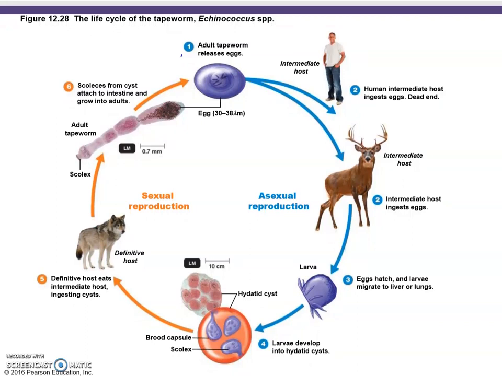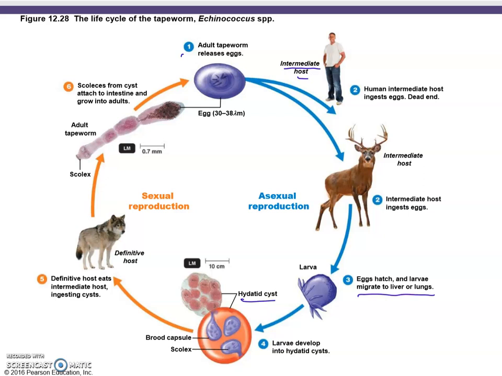Starting up here with number 1, the adult tapeworm releases the eggs. Now humans are the intermediate host. We're playing intermediate host in this case. Now humans are listed here as a dead-end type of intermediate host, but here's another intermediate host version, that deer right here, and also ingest the eggs. In this case, the eggs will hatch, and then the larva will migrate to the liver or the lung, and then the larva will develop into this hydatid cyst. Right here, this would be the cyst version of it.